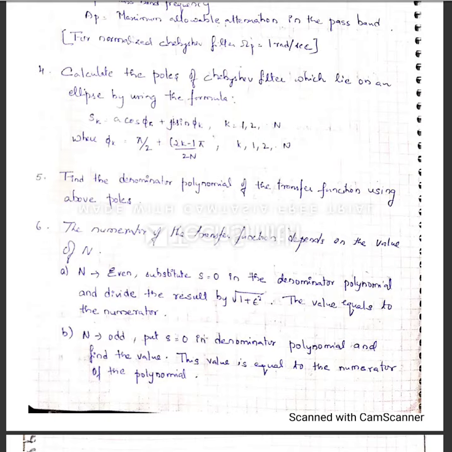Why 1 and why root over 1 plus epsilon square? In the graph I had shown, the oscillatory curve starts from 1 by root over 1 plus epsilon square when N is even, and when N is odd it starts from 1. If we divide anything by 1, it remains the same. So this is the derivation, you can just go through it.